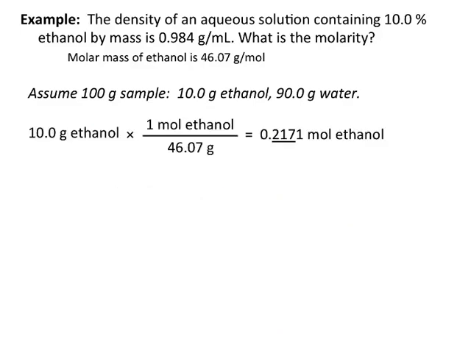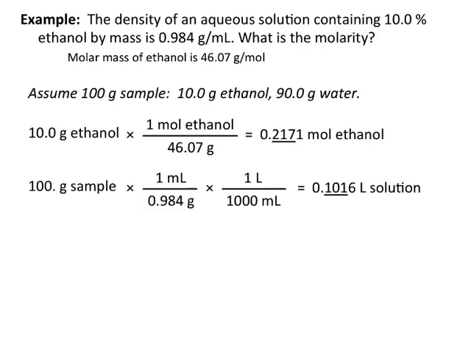Okay, now that we know we have 10 grams of ethanol, we can convert the ethanol itself to moles. This is our solute. Then we can do the same thing for the overall sample that contains both solute and solvent. So if we use the 100-gram mass and we use the density, which converts the mass of the overall sample into volume, then this gives us our volume of sample in milliliters, and then we can convert that to liters, and we can find that 100 grams of this solution is about 101 milliliters, 0.1016 liters.